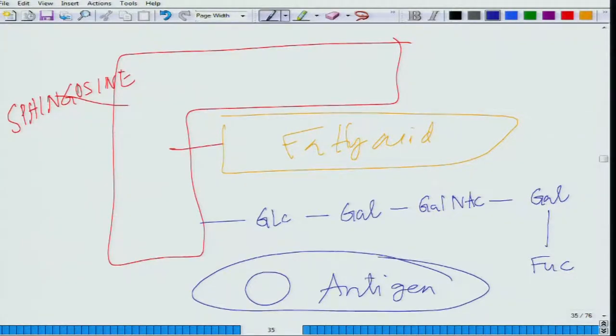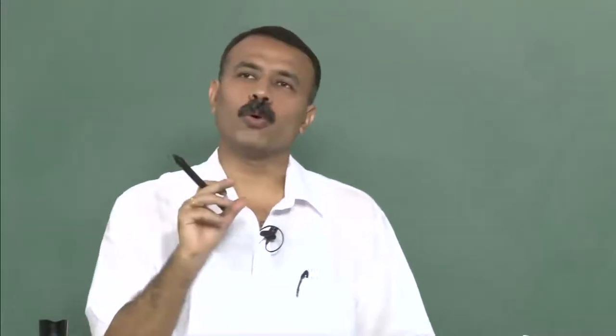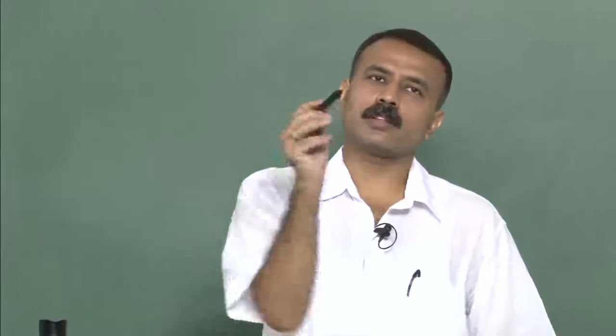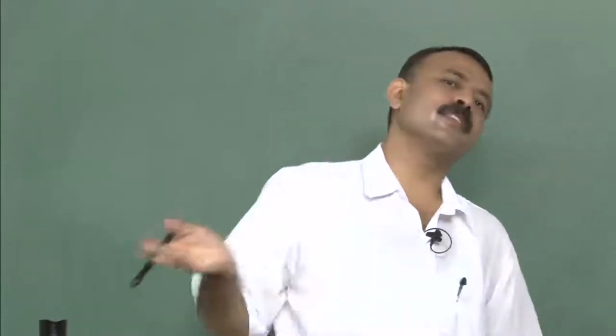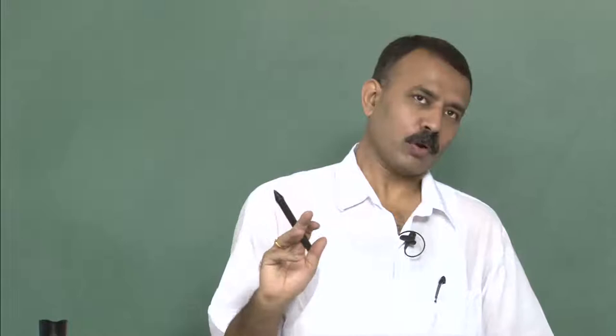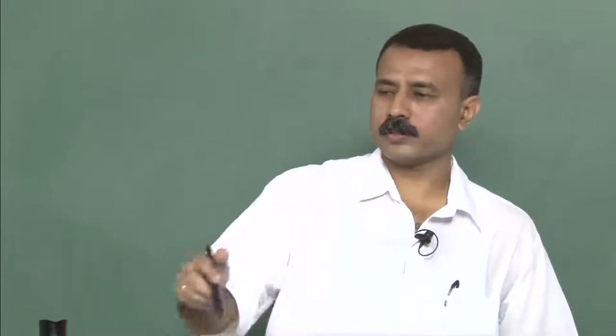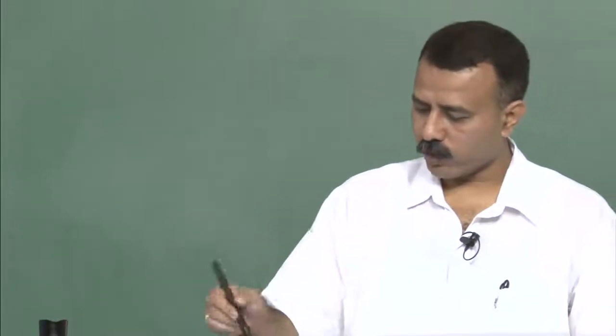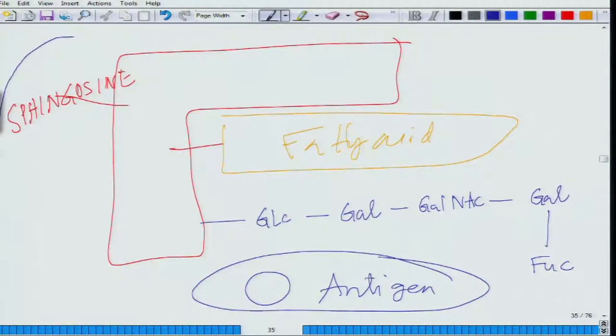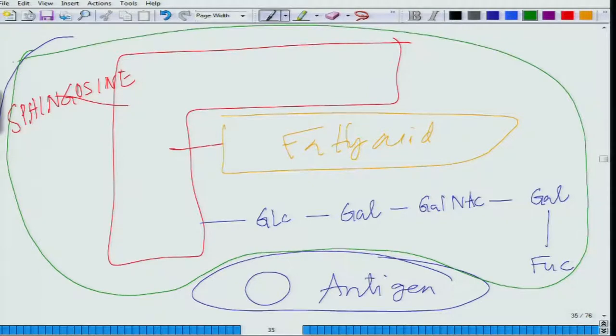So, always try to recollect the structure of O. If you know O, then you can divulge and say, okay, this is A and this is B, because O contains both of them. Now, let us draw what is the A and B. So, O antigen we have drawn. This is what is essentially present on the surface of a red blood cell, this structure.